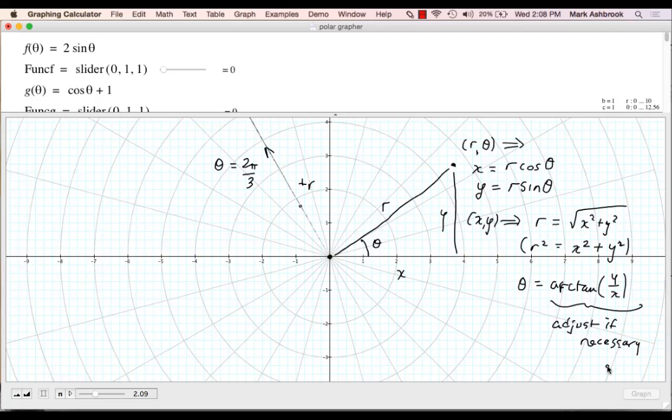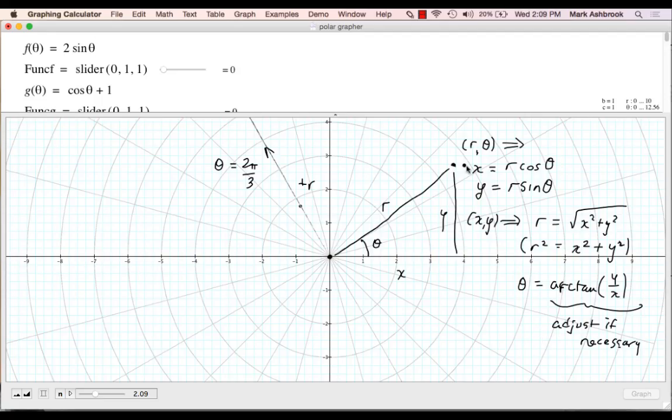Okay, so that's only going to give an angle between negative pi over 2 and pi over 2. So you have to reconcile that with where your point is, and you're going to maybe use that angle to then find the actual angle theta, which is swept counterclockwise from 3 o'clock. Okay, so given r and theta, we know how to find x and y. Given x and y, that's how you find r and theta.